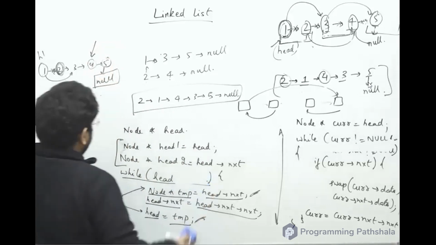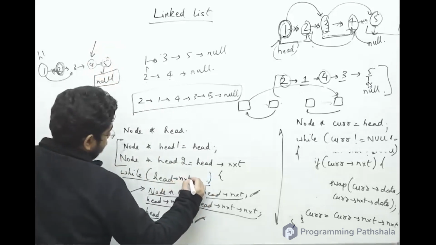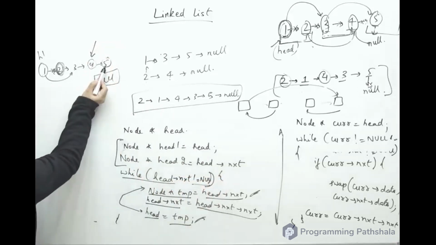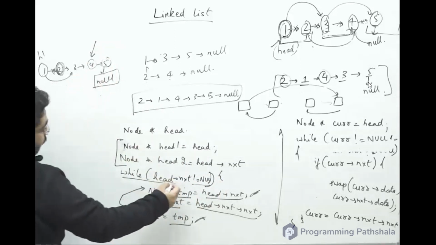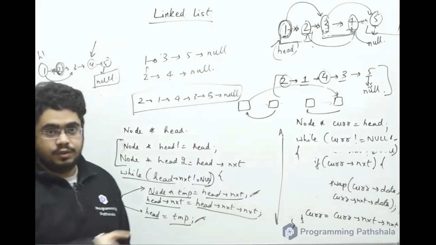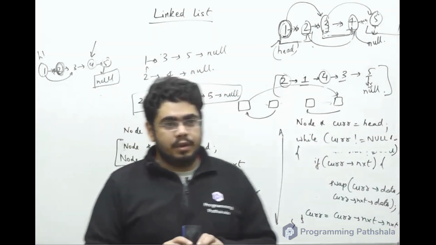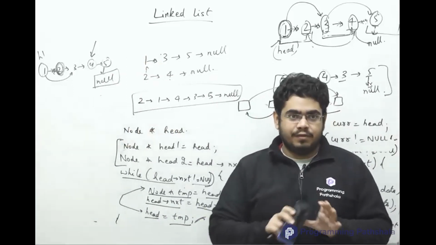So till the point when something's next is not null, you continue. That means if the next is available, then continue. If the next is not available, then you stop. So this condition will slightly change. So see, in a linked list, don't try to remember that. In this case, we'll write this condition. That will never work out.